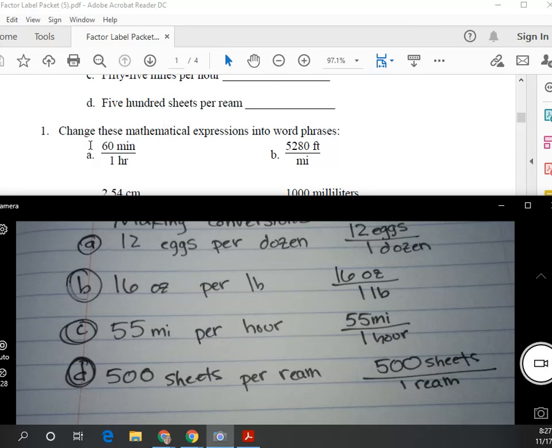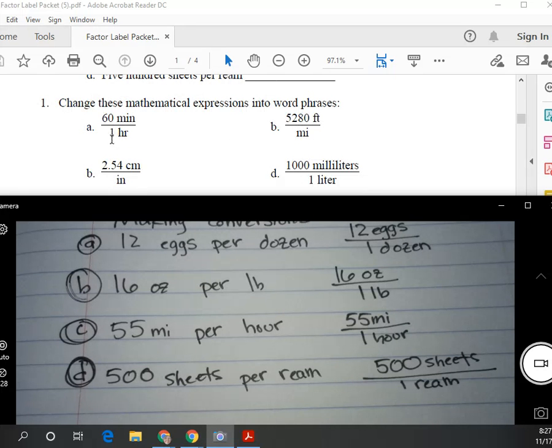We're going to skip this section, change these mathematical expressions into word phrases, because I feel like we can just do that verbally. 60 minutes per hour. So what does that mean when I say 60 minutes per hour?